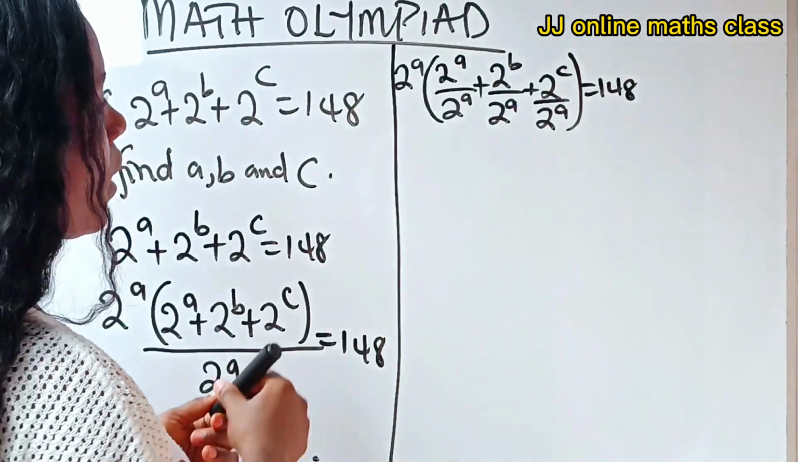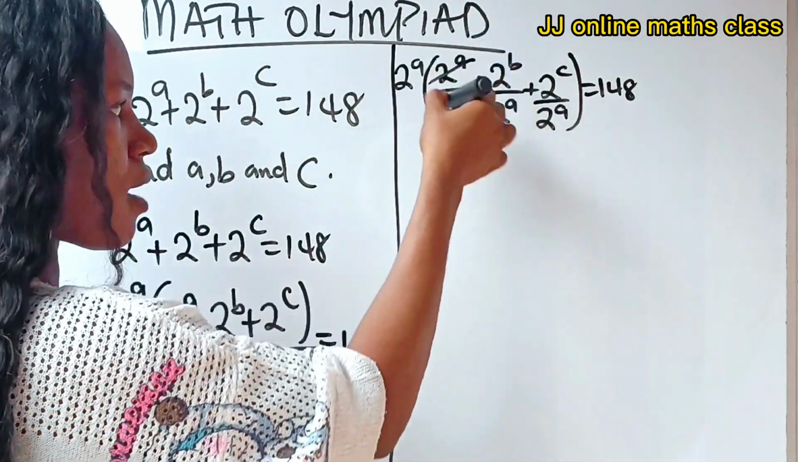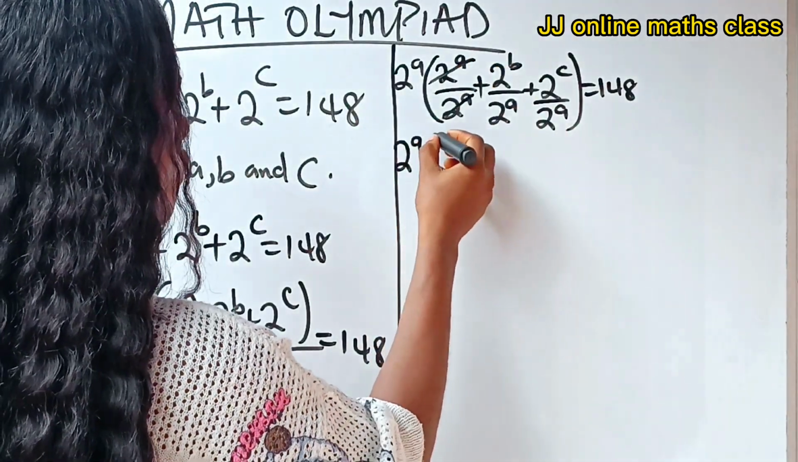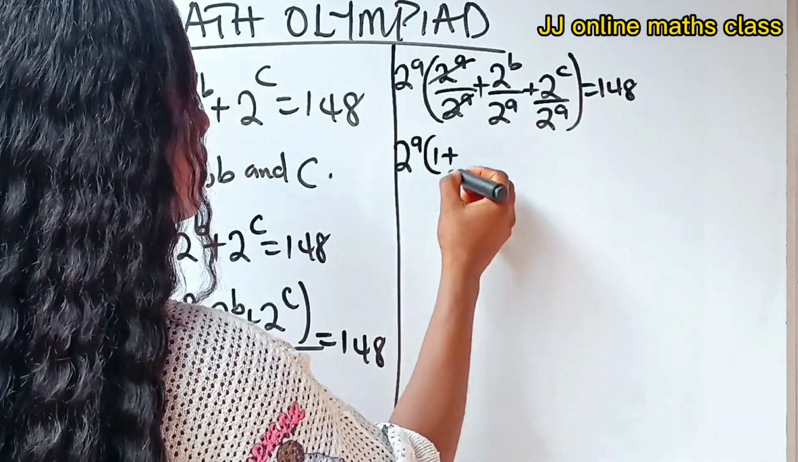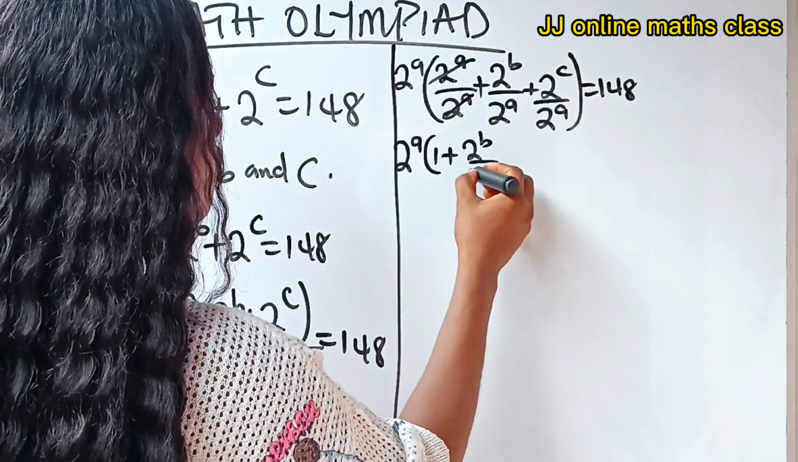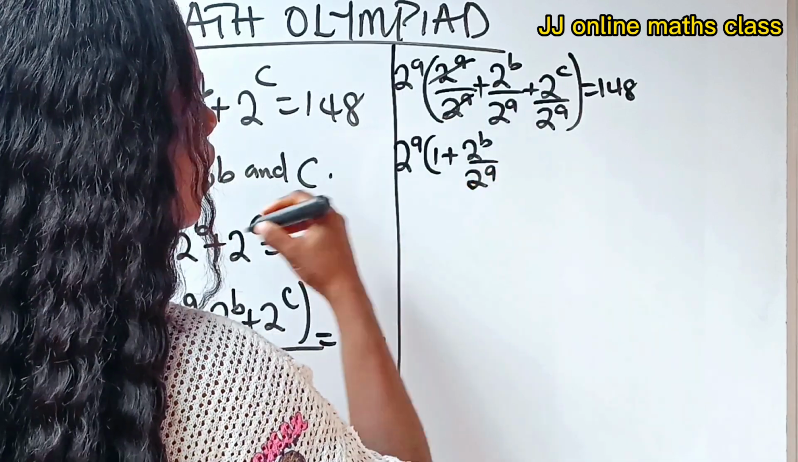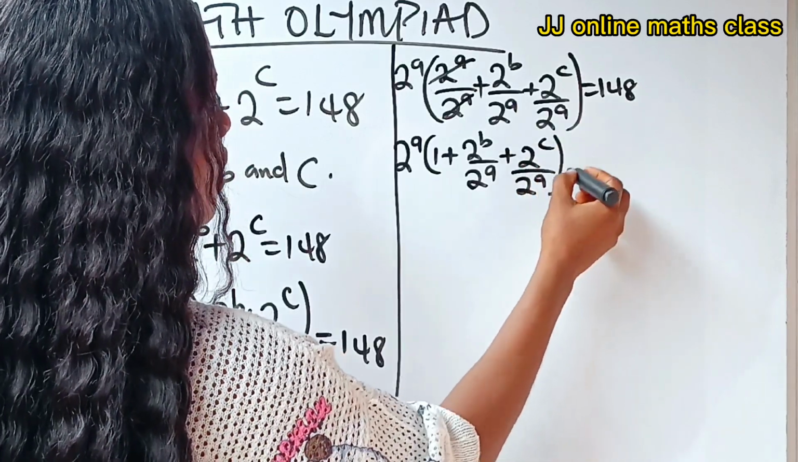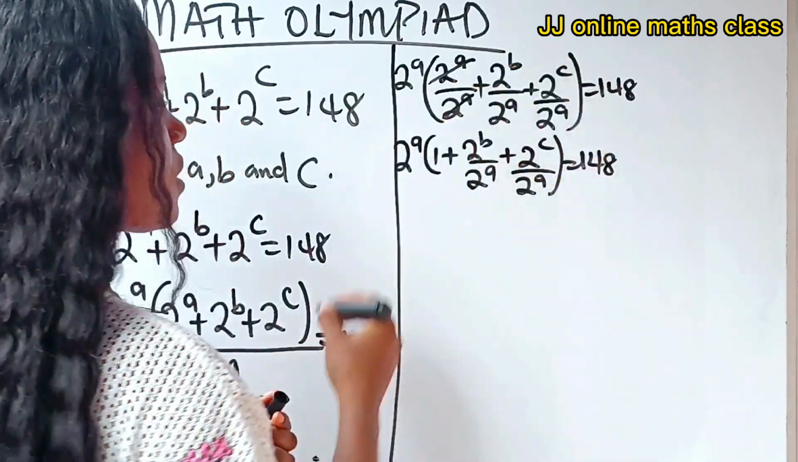Looking at this now, we can see that we have 1 here. So we can now rewrite this as 2 to the power of a, bracket, 1 plus 2 to the power of b over 2 to the power of a plus 2 to the power of c over 2 to the power of a. Everything is equal to 148.